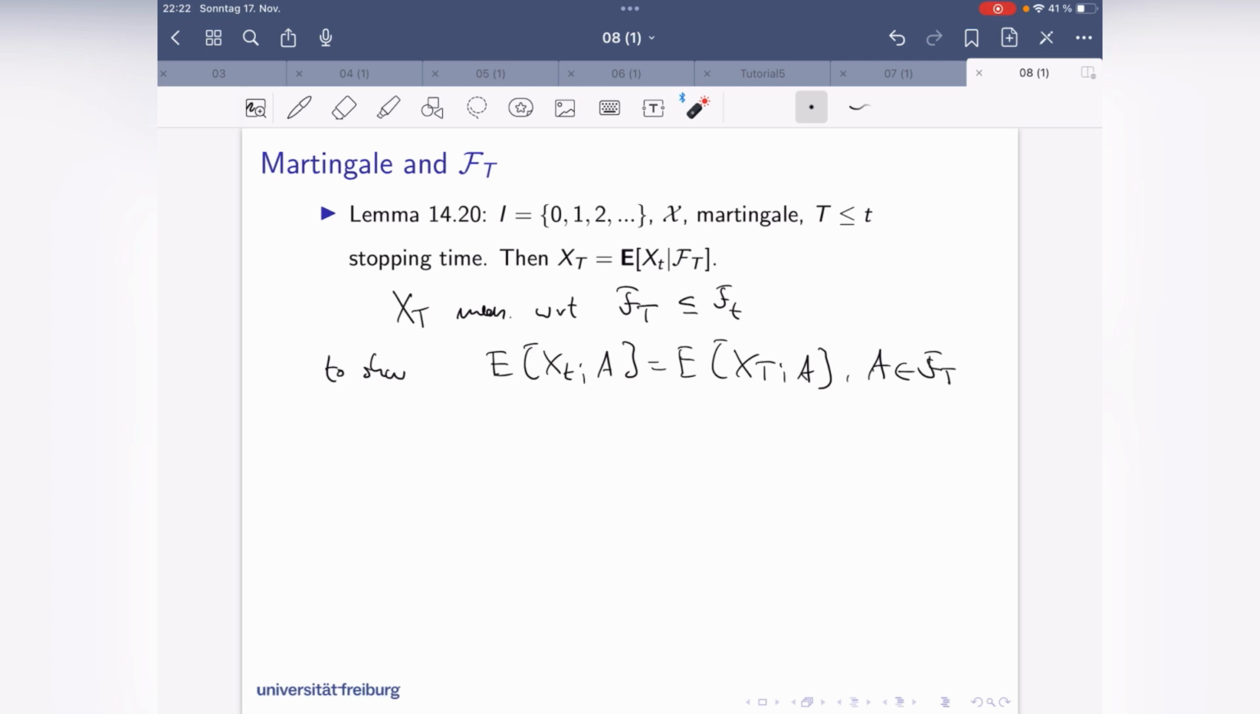And by definition, so what's this random variable here? That's the unique F_T measurable random variable, such that the expectation of X_t on some set A equals the expectation of this random variable on A. So using this characteristic property of the conditional expectation, when we have shown this here, we have shown the property that we want.